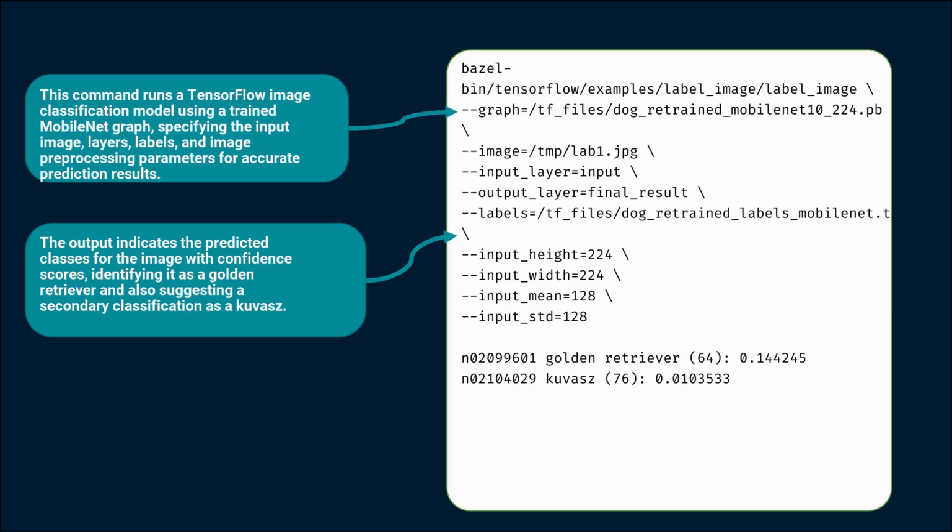In this case, it's an image of a dog located in the /tmp directory. The input layer and output layer are defined in the command, ensuring the model knows where to take data from and where to place its predictions. Additionally, we need to specify the input height and width, which must match the dimensions that the model was trained on, in our case, 224 by 224 pixels.